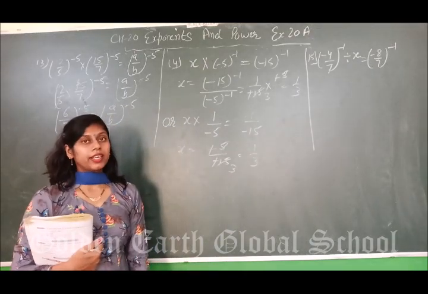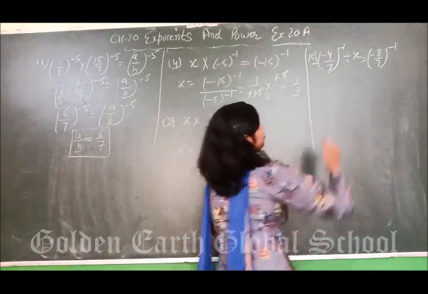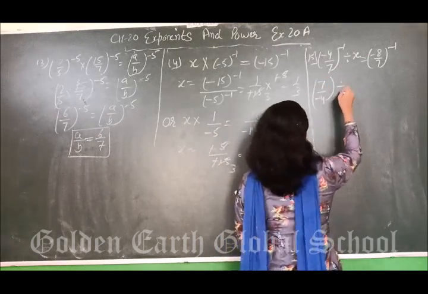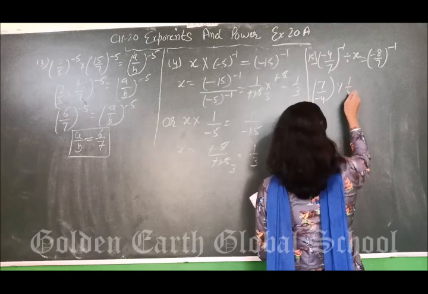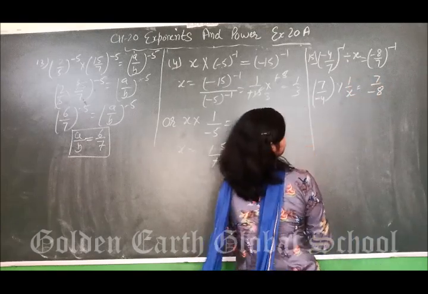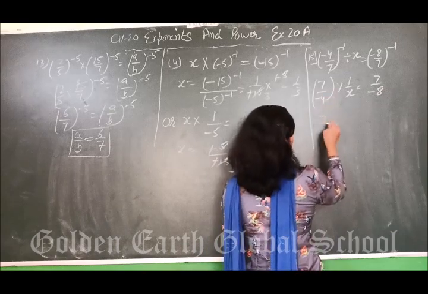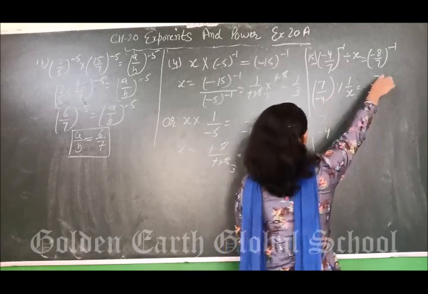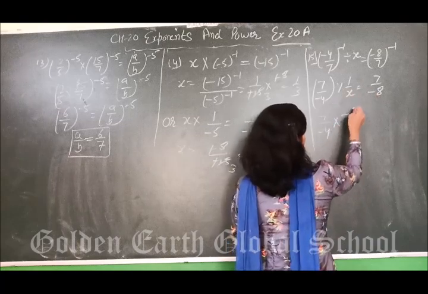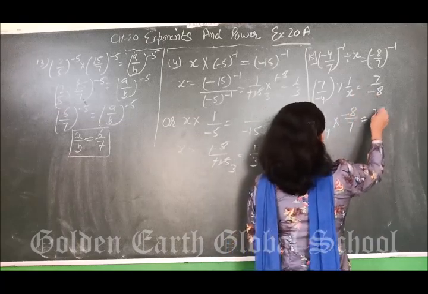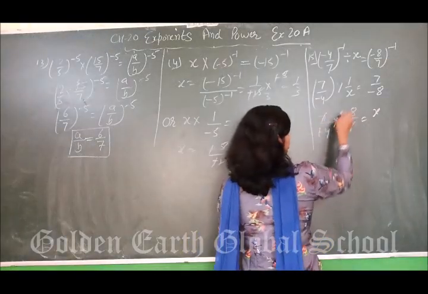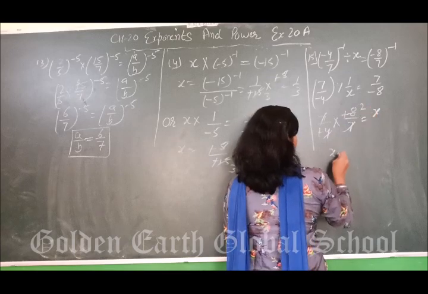First we convert the negative power to the positive. 7 by minus 4, divide x, or you can write 1 by x, equals 7 by minus 8. This x will be shifted to right hand side and this term will be to the left hand side. Minus 8 by 7 and it will be x. You can say cross multiply. 7 will be cancelled, minus 4 will be, so x is equal to.